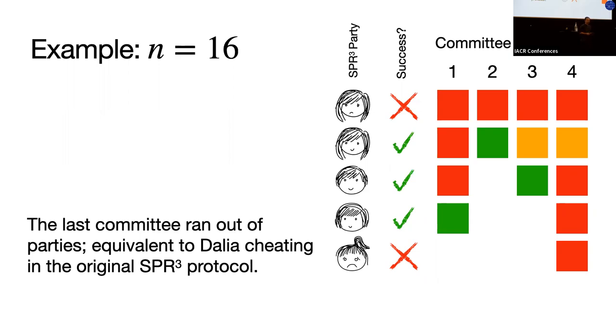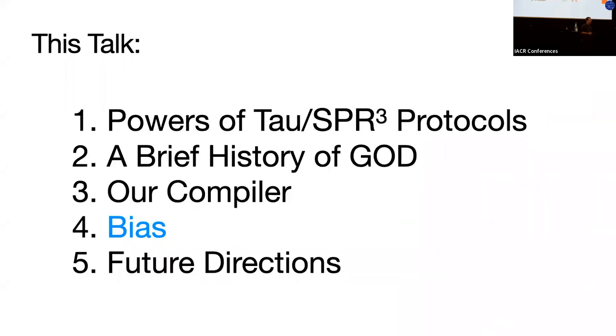So now you've seen the compiler, you understand how it achieves quadratic round compression. Let's talk a little bit about the bias that the compiler allows the adversary to inject. And now I'm going to abandon my generalization and talk again just about the powers of tau context. And I'm going to stop talking about protocols and talk instead about the functionalities that the protocols realize.